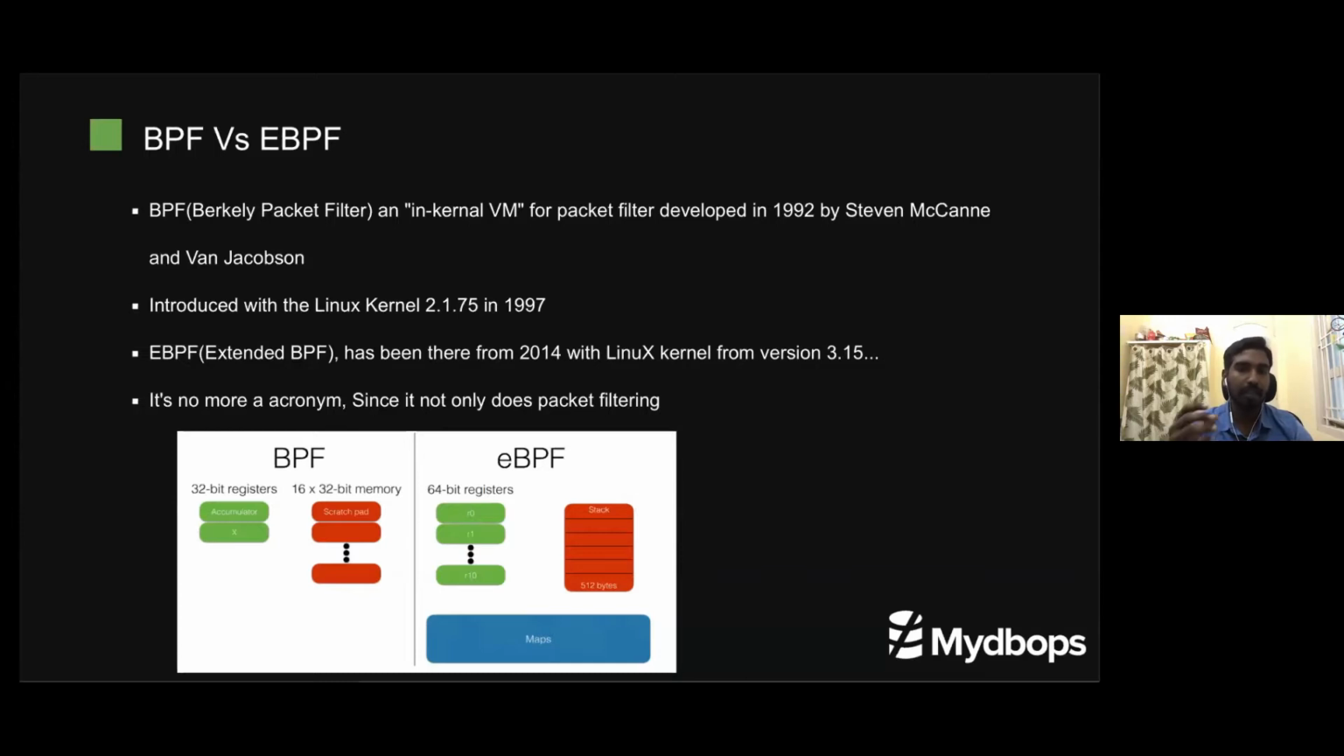I'm just mentioning a small description of the difference between BPF and eBPF. You can see the block diagram. BPF was built on 32-bit registers, and eBPF has 64-bit registers, and the stack memory has increased much more. eBPF also has an internal map to store your data as key-value pairs and render it. We can see that later in the slides.